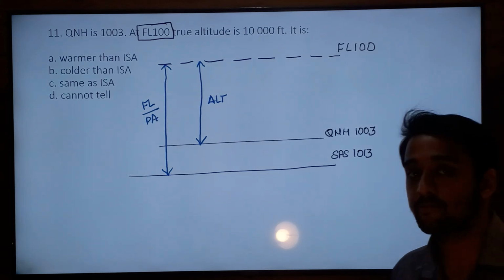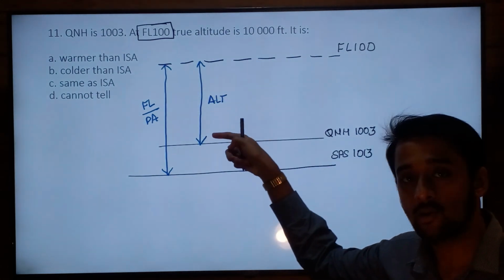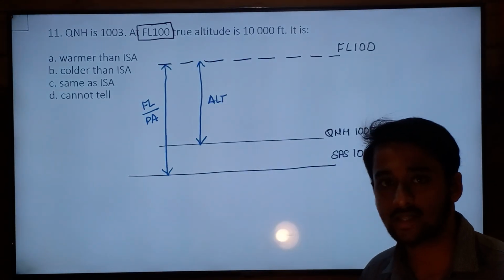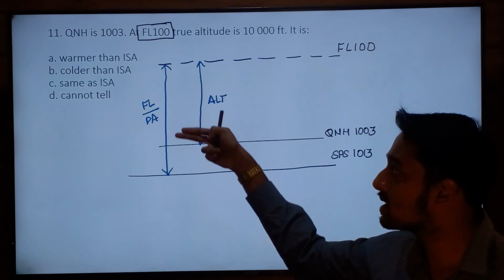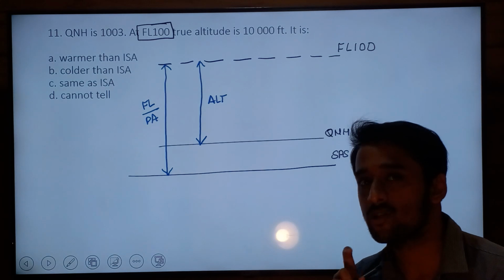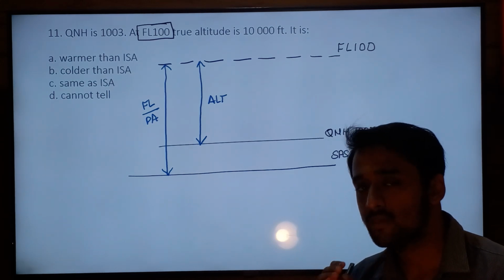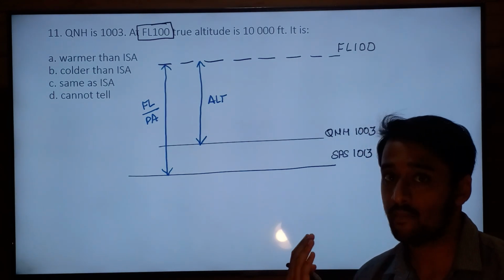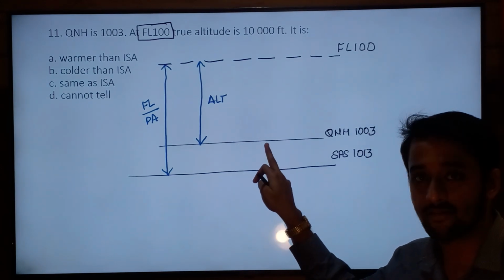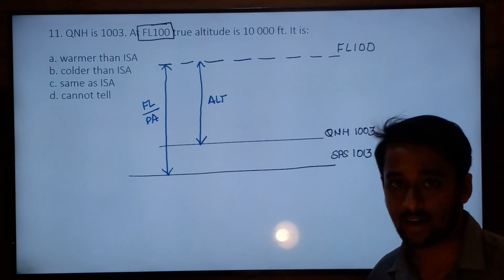Now, as you can see in the picture, definitely flight level is more than altitude. Looking at the diagram, you can see that flight level vertical distance is more than altitude. So basically, if you're flying at flight level 100, which is 10,000 feet, your altitude should be less than 10,000 feet, because you are measuring that altitude from the QNH level, and therefore it is less than the flight level.